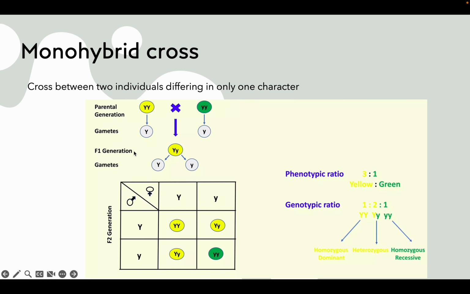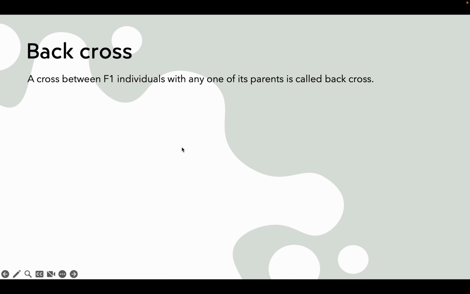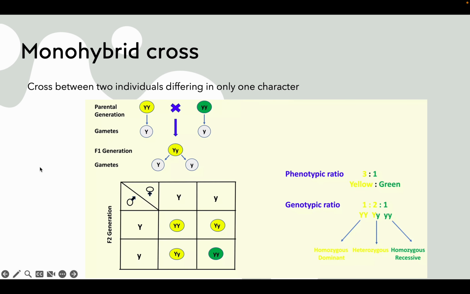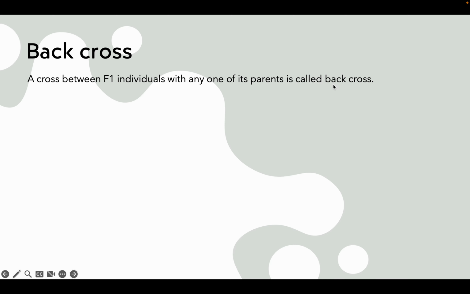Like we have talked about, the intermediate, the heterozygous one, is the F1 generation. So what we do is we cross it with either of the parents. If we cross this F1 with either the dominant one or the recessive one, this crossing of the F1 generation with its parents is called the back cross.